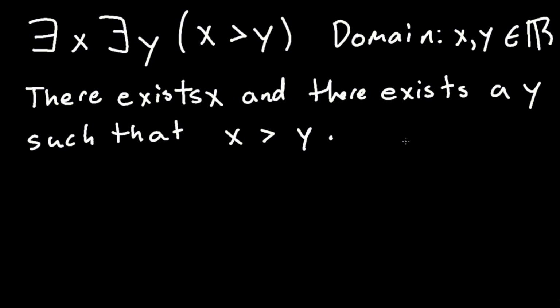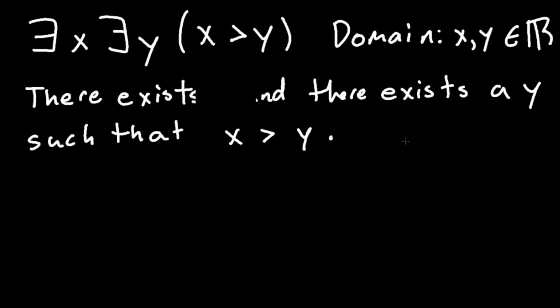Is this true? Is this not? Well, yeah, right? If we pick any x value, so x can be any value for these, let's choose one, for example 3. And we could choose a value of y, out of all real numbers, that is less than x, right? So that means this statement right here is true, okay? So there exists x and there exists a y such that x is greater than y. And that's true, and I gave you an example here.